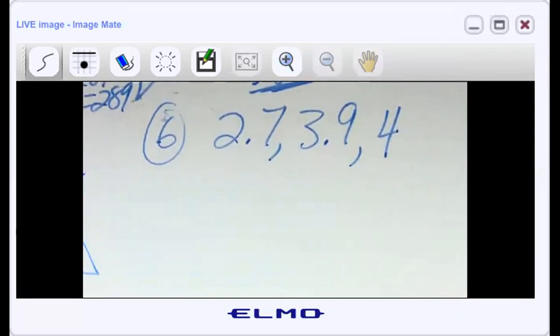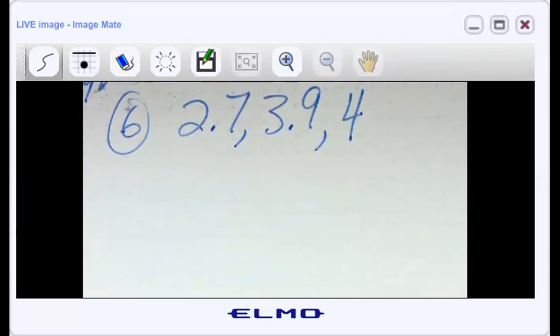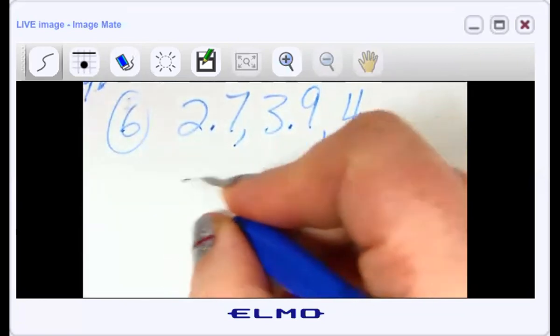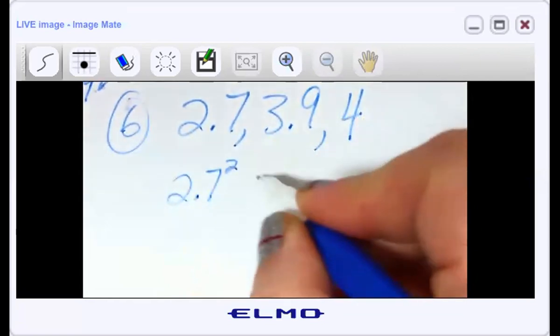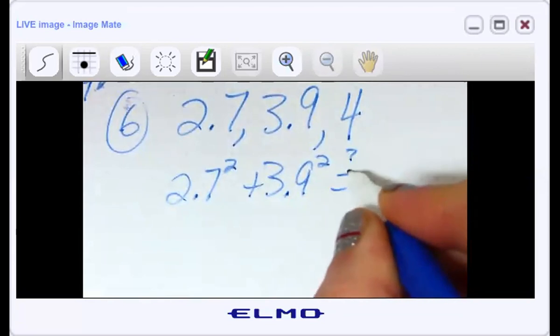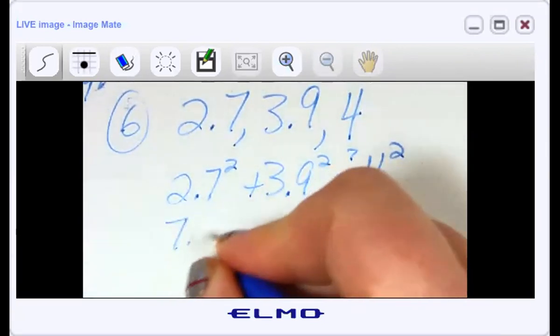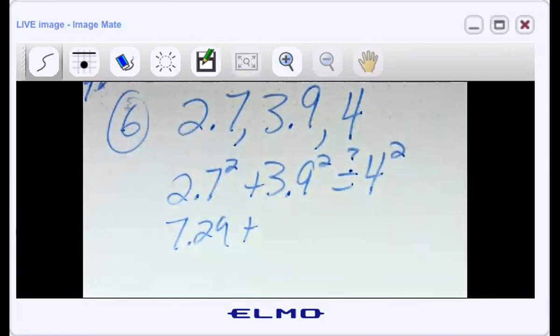And this last one, I would have to do the numbers here. And, you know, all right, so they're decimals, but big deal. We have a calculator, so we should be able to do it still just fine. So I'm just going to check, is 2.7 squared plus 3.9 squared, does that in fact equal 4 squared? I have no idea. So I just asked Mr. Calculator for some help. 2.7 squared is 7.29. 3.9 squared is 15.21.